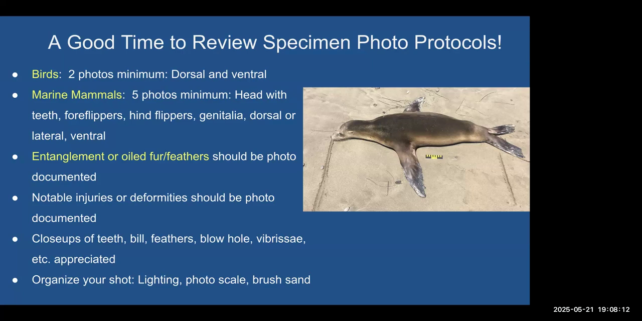So just as a reminder for our specimen photo protocols, birds require 2 photos as minimum, dorsal and ventral. We hope for 5 photos minimum for marine mammals, including head with teeth, foreflippers, hind flippers, genitalia, dorsal, ventral, or lateral, whole body views. Please document any entanglement, oiled fur or feathers, notable injuries, deformities. If you can get close-ups of teeth, bill, feathers, blowholes, vibrissae, we appreciate that.